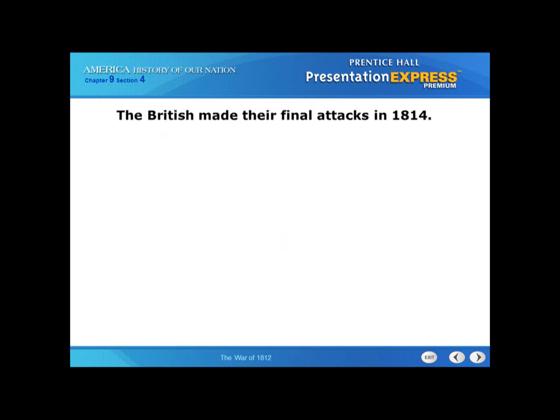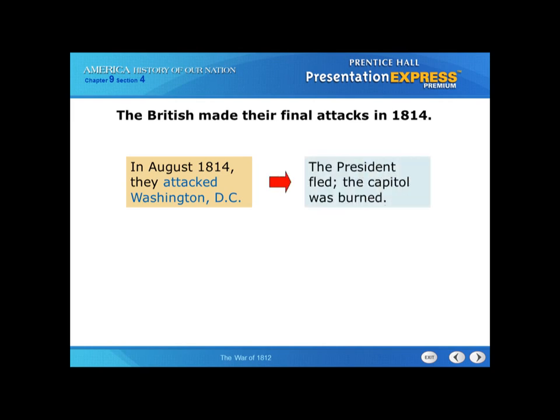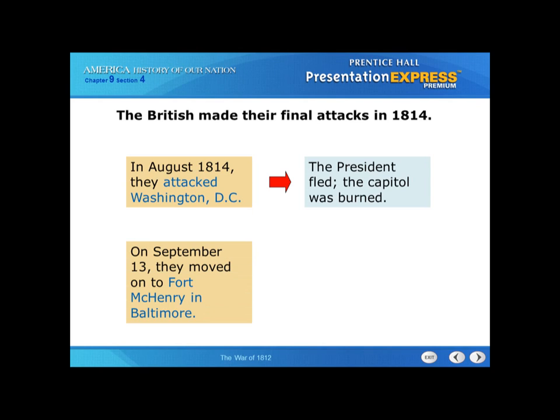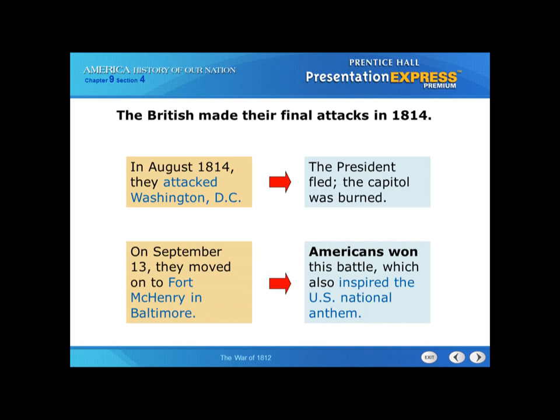The British made their final attacks in 1814. In August 1814, they attacked Washington, D.C. The president fled. The Capitol was burned. On September 13th, they moved on to Fort McHenry in Baltimore. Americans won this battle, which also inspired the U.S. national anthem. Again, think about Francis Scott Key, who created the poem, the Star-Spangled Banner.